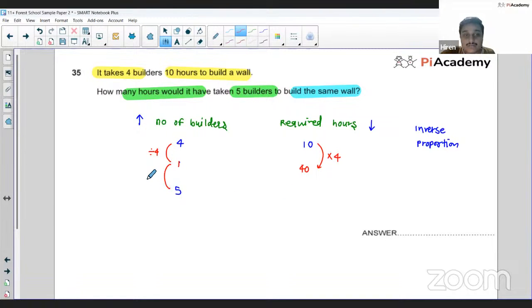Okay. Now you can multiply here by 5 because in total you have 5 builders. As you can see, if you multiply here, then you have to divide here by 5. So 40 divided by 5 gives me 8. So 8 hours is the correct answer. Well done, everyone. Okay, so 8 hours is correct. Very good.